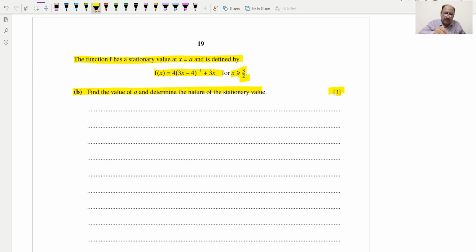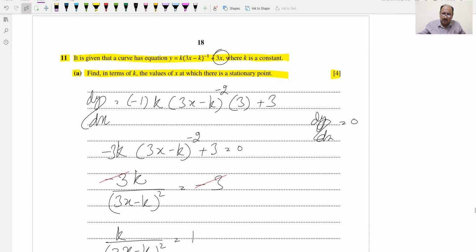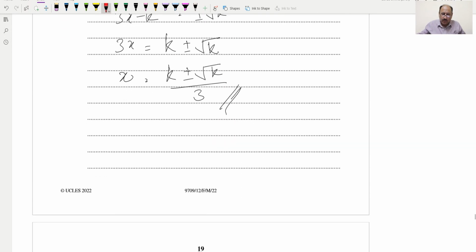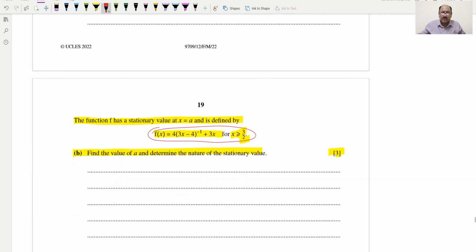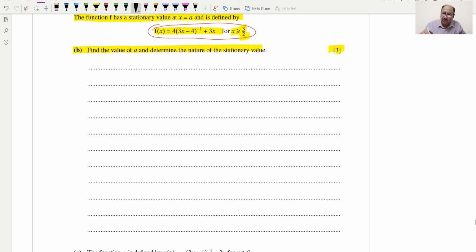If we compare this given function with this one, the part which we have solved is k value is equal to 4. So solutions will be same. So x will be equal to k plus whatever solutions we got. x is equal to k plus minus under root k over 3. This was the solution which we got in previous part, and our equation was y is equal to k into 3x minus k whole raised to minus 1 plus 3x.